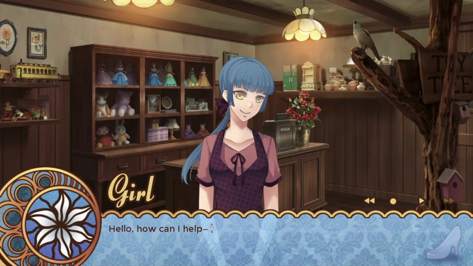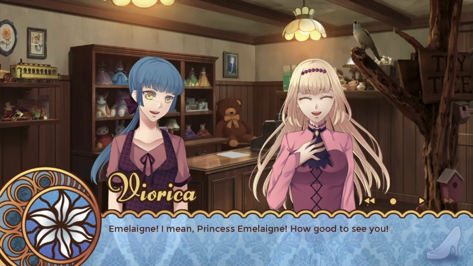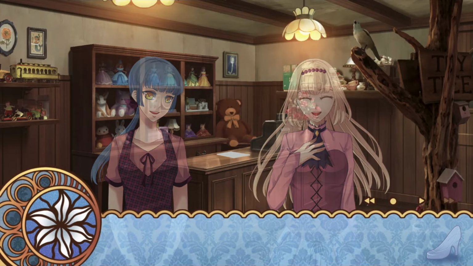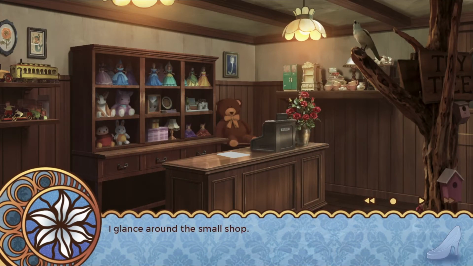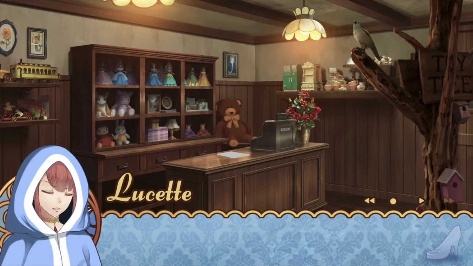Hello, how can I help? Fiorica! What kind of name? Fiorica! Emmeline, I mean Prince Emmeline, it's good to see you. I trail Emmeline, ignoring her as she embraces her friend. I glance around the small shop. The dolls displayed are nowhere near the quality of the ones in my room. Am I wearing a onesie or something? I cannot understand why Emmeline insisted she buy gifts for her friends here. I cannot believe I am outside the palace.